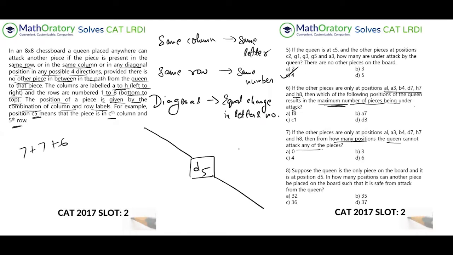Now, for this diagonal, for the letter part, I can reduce it to A. And for the number, I can increase it, because for the number, row-wise, we are going upwards, right? So we can go up to 8. From the letter point of view, D to A is a reduction of 3. And from 5 to 8, there's an increase of 3. So just look at the changes now. Both are equal, so it doesn't matter.